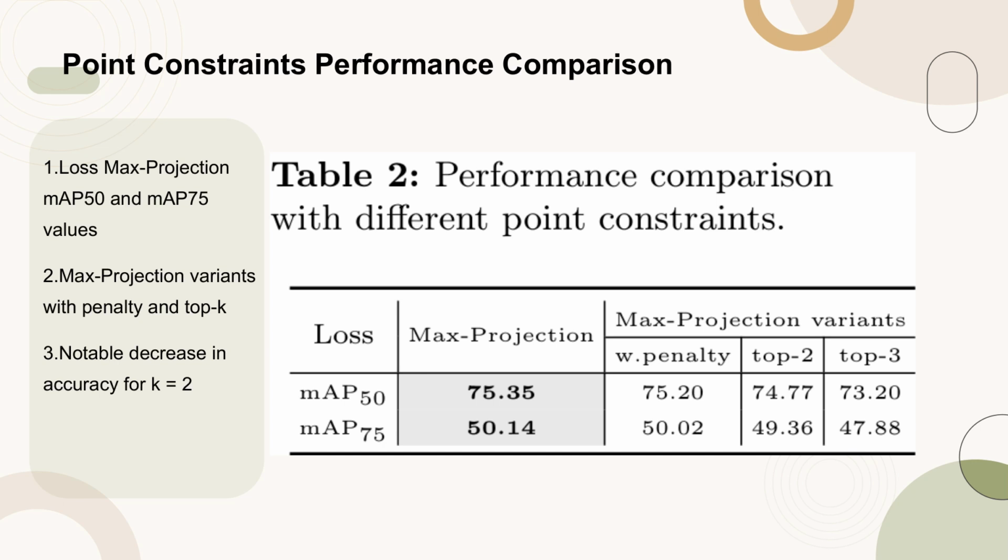Notably, the table shows a significant drop in accuracy when K equals 2, suggesting that excessive constraints may negatively impact the flexibility and optimization of point set representations.